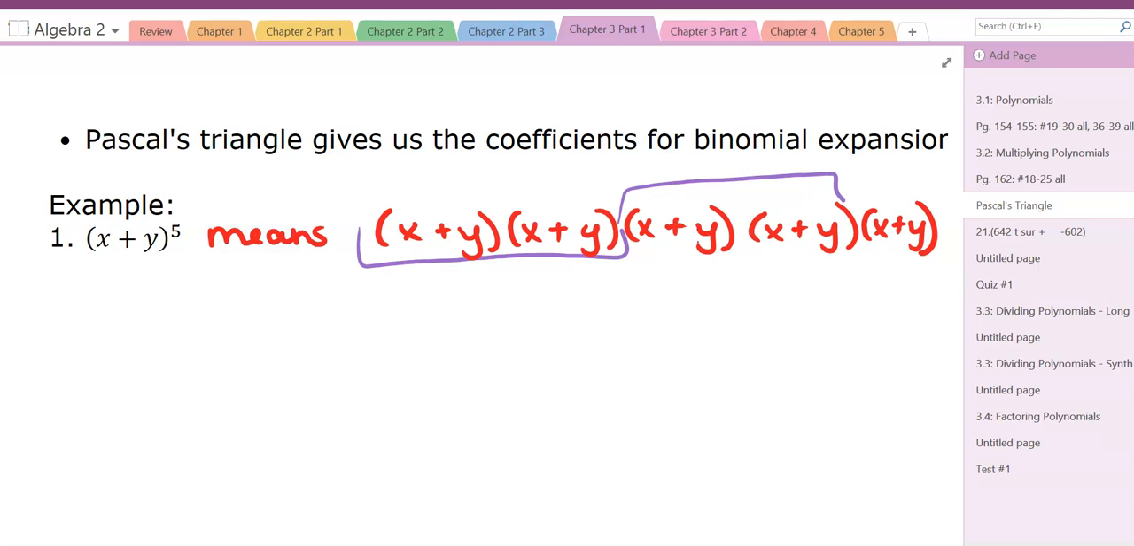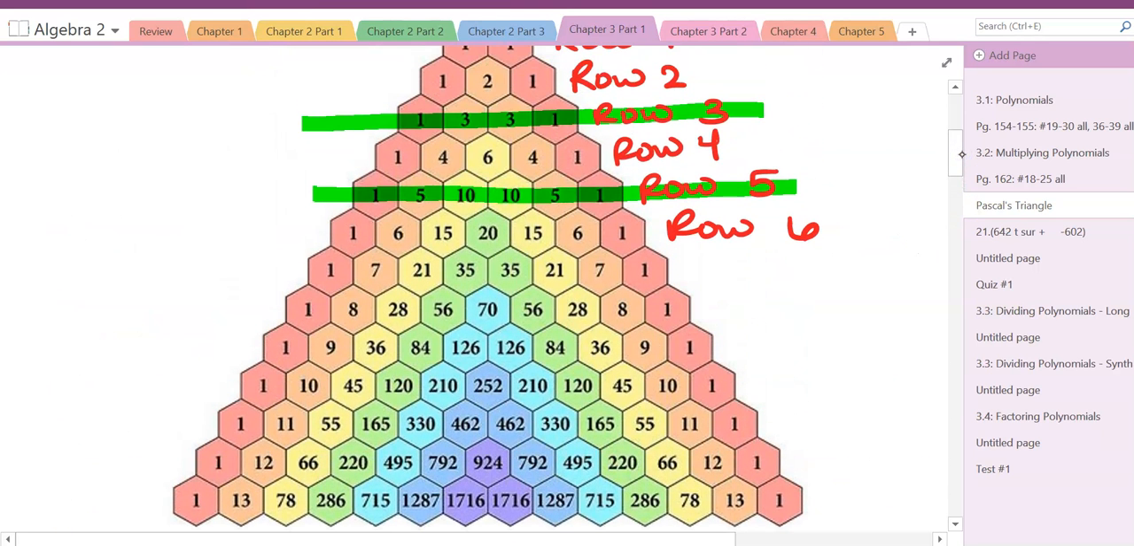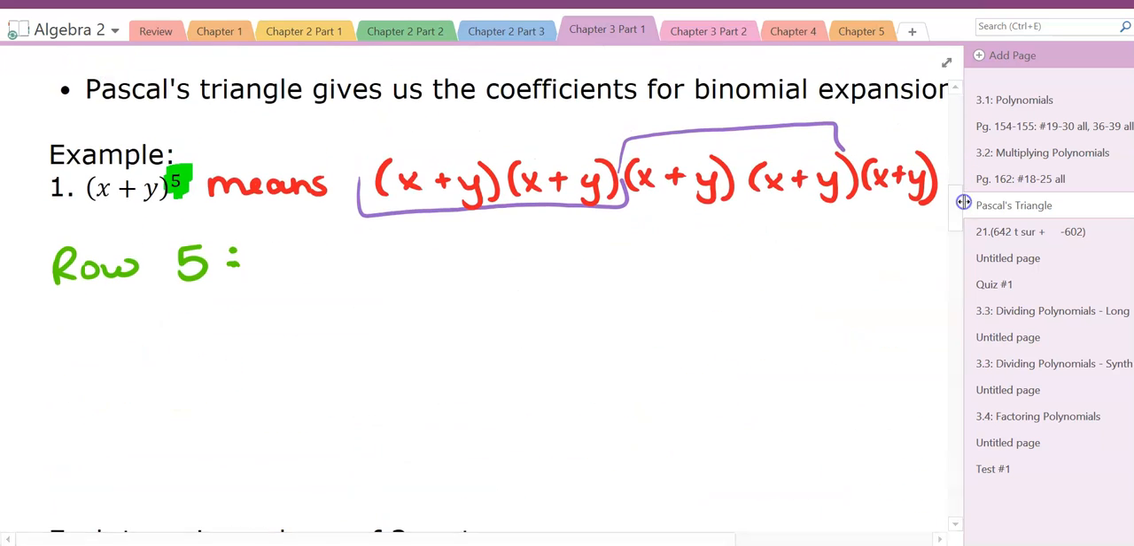Now, since I have it raised to the 5th power, that means that I need to use row 5. Okay, row 5's coefficients. So if I go back up to my triangle here, row 5 is this one that I had highlighted when I was talking about this. You're going to use the 1, 5, 10, 10, 5, 1. So what I do is I just write down those numbers here. 1, 5, 10, 10, 5, 1.